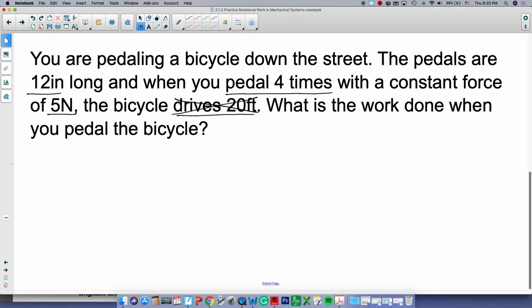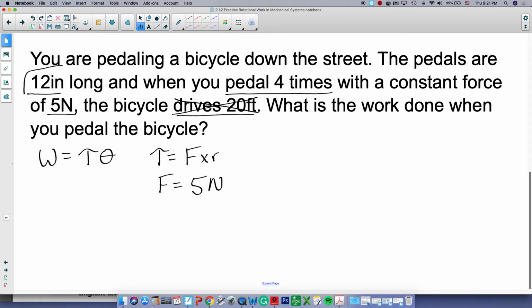I know you're saying, well, work equals force times distance. Well, that would be if I were pushing the bike. If I push the bike with 5 newtons, 20 feet, then I could just take 5 times 20. But we are rotating the pedals with our feet, so we're doing work on the pedals. Okay, so we need work equals torque times theta, and we need torque equals force times lever arm or radius. Okay, so our force on the pedals, 5 newtons.